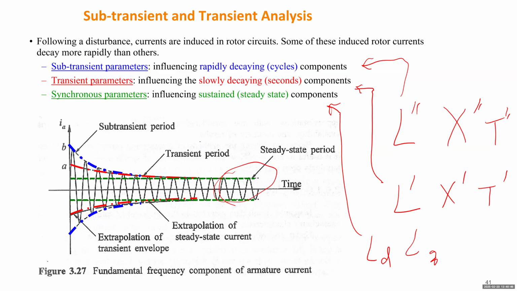For instance, if you want to study subtransient dynamics, which happen within the first 0.1 second, we can utilize L double prime, or T double prime, to do the calculation. But if you want to jump over the subtransient period and study transient dynamics, we can select the parameters with single prime. That can make our calculation much simpler.